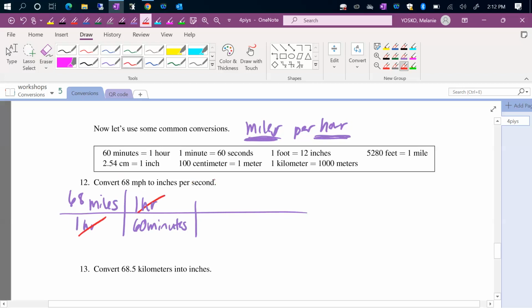Tell me how to write it. What goes on top? 1 minute. And then on the denominator is 60 seconds. So far, so good? Cancel out. So minutes cancels. What are the new units right now at this step? Miles per second.